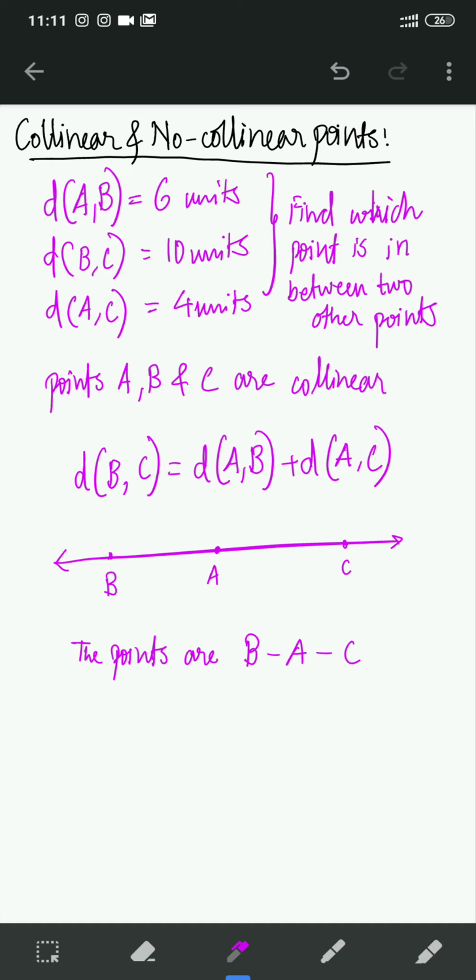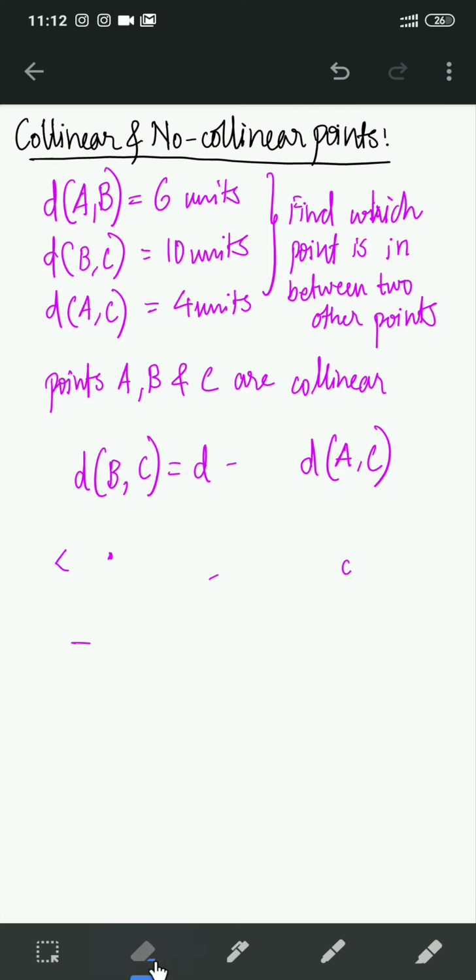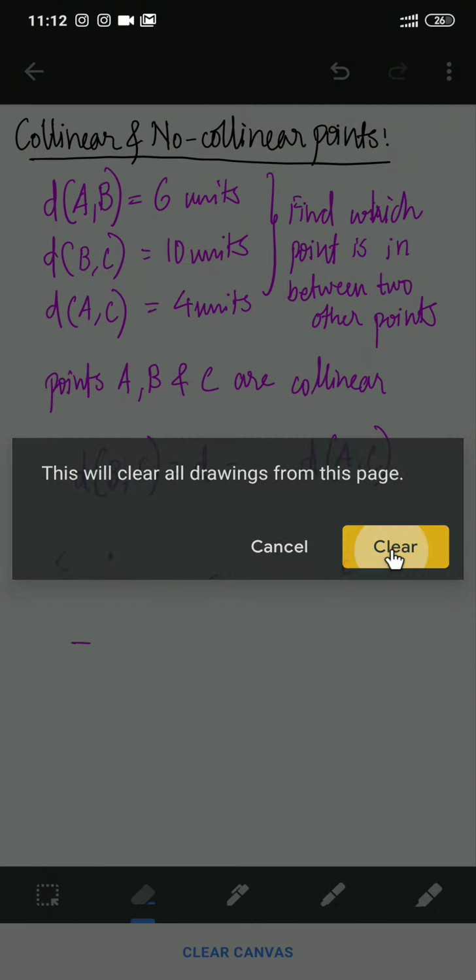Now let's take a bunch of examples where they are asking you to find whether the points are collinear, and they are asking you to see if it is between. If they are collinear, which point is in between? Okay. Let's take a problem of that sort. I'll just clear the canvas. I'll take another color. Now we have to find out if the points are collinear, and we need to also discuss which point is in between the other two.